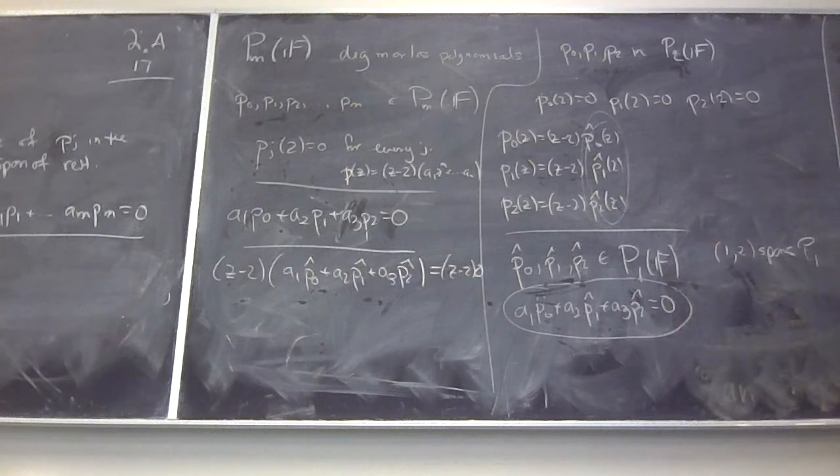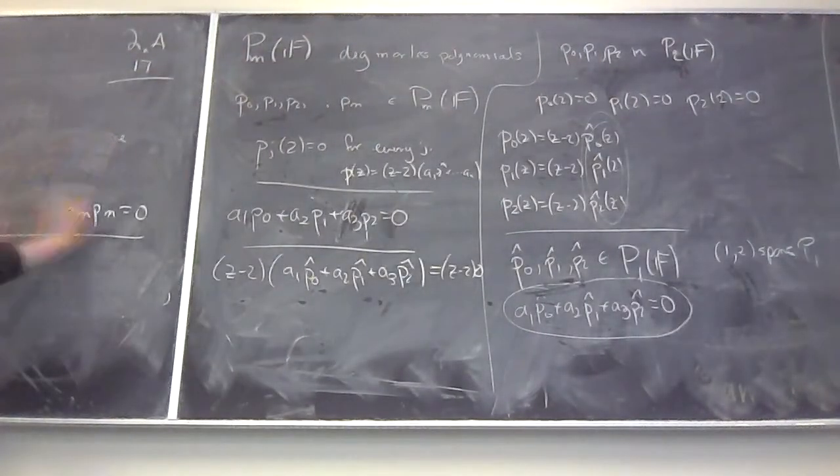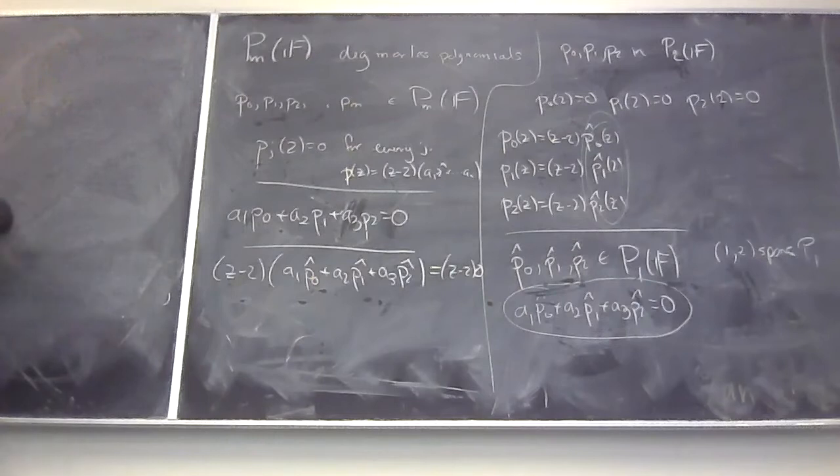Yep. What would a dependent list of polynomials look like? So the way that you think about a dependent list of polynomials would be something like this. This is a good question. So suppose I just write down three polynomials, right? P1 is equal to Z, P2 is equal to Z squared plus Z, and P3 is equal to 2Z squared.